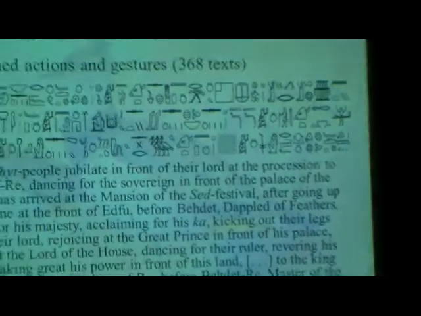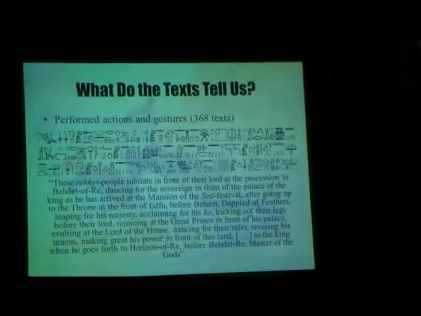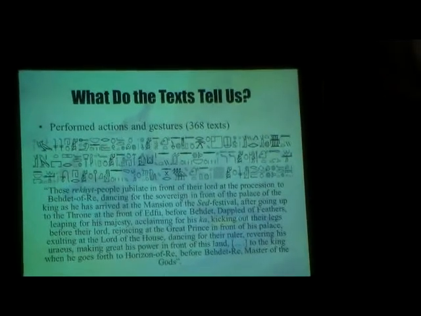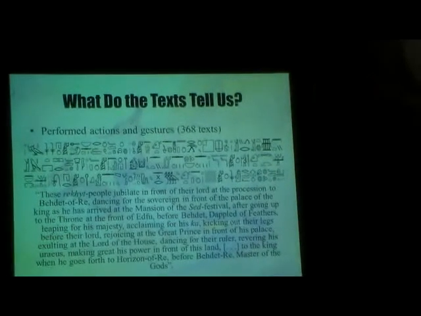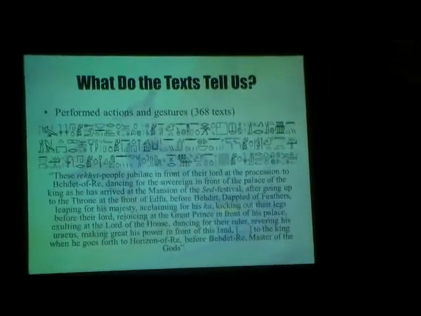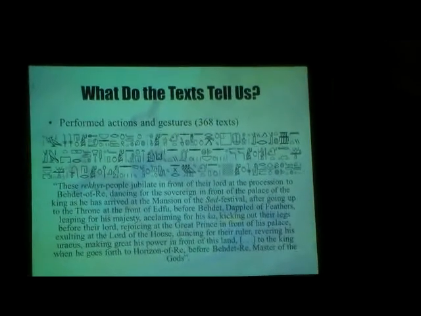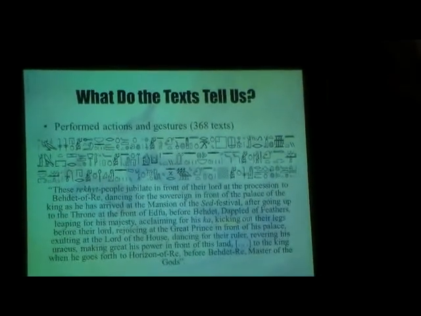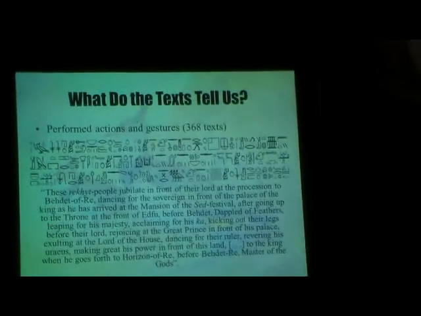And this is best highlighted in the text that I have here from the temple of Horus at Edfu. And it says, these rekhyt people jubilate in front of their Lord at the procession to Bekdet of Re. That's the name of the temple of Horus at Edfu. Dancing for their sovereign in front of the palace of the king as he has arrived at the mansion of the said festival.